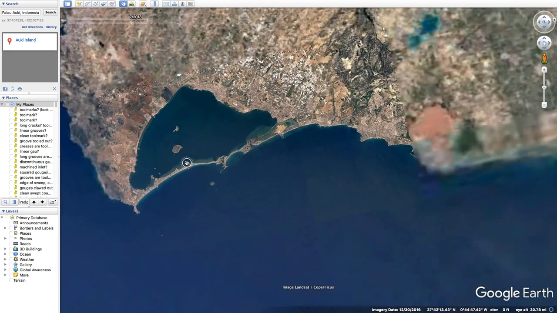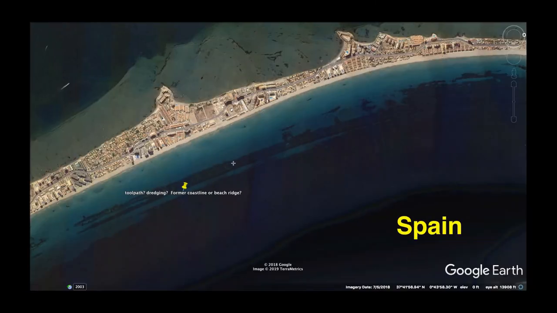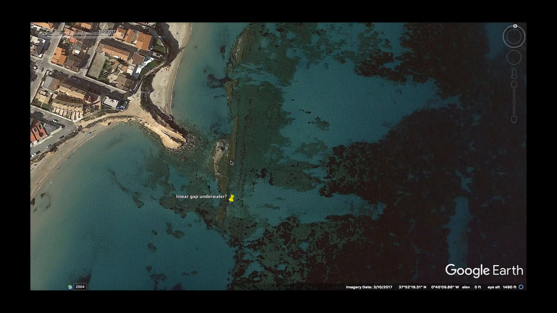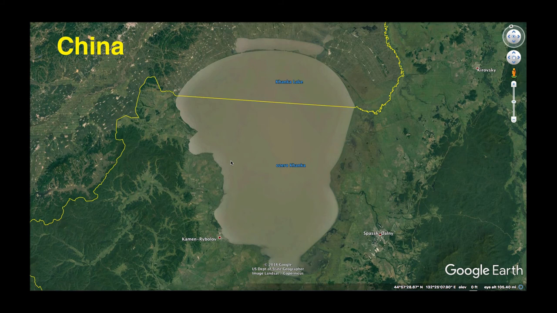Okie dokie. Let's cruise on out of this area and go to... Okay, let's discuss this phenomenon of thin strips of land.